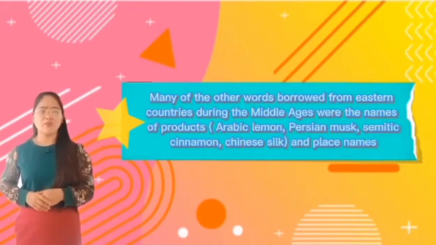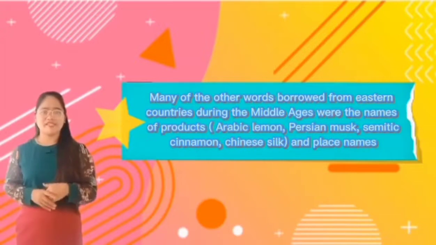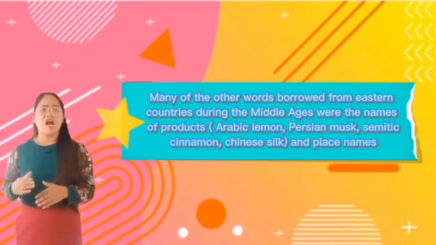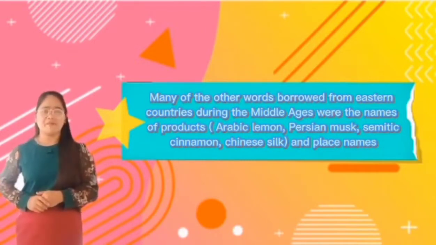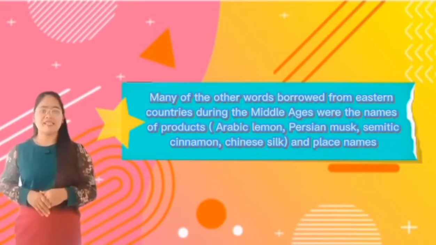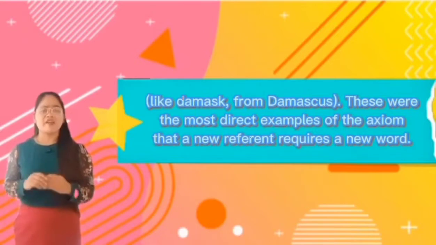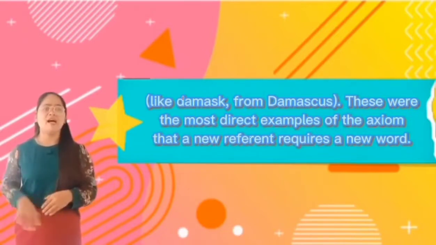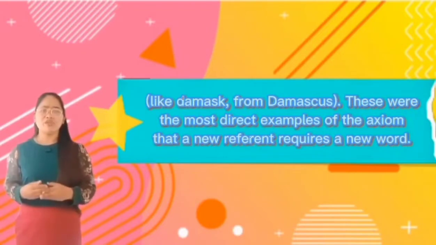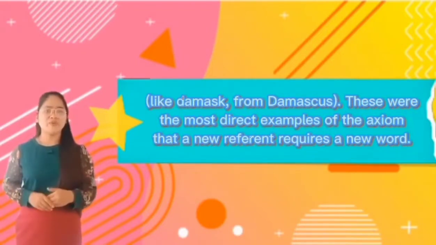Many other words borrowed from Eastern countries during the Middle Ages were the names of products: Arabic lemon, Persian musk, Semitic cinnamon, Chinese salt, and place names like Damascus. These were the most direct examples of the axiom that a new referent requires a new word.